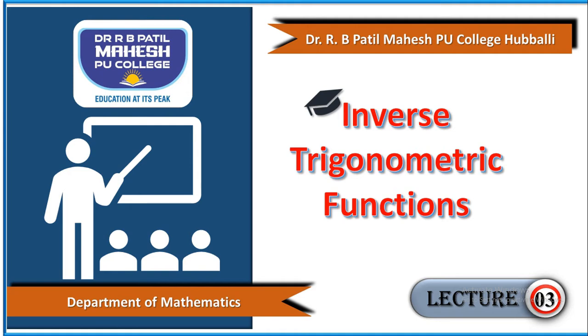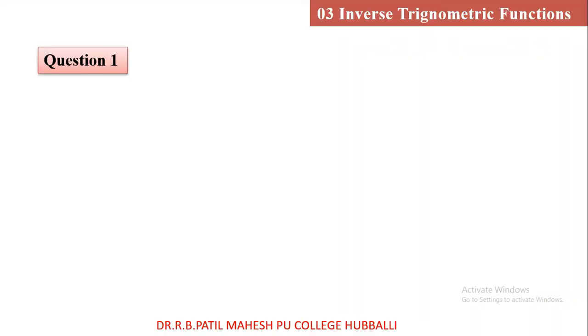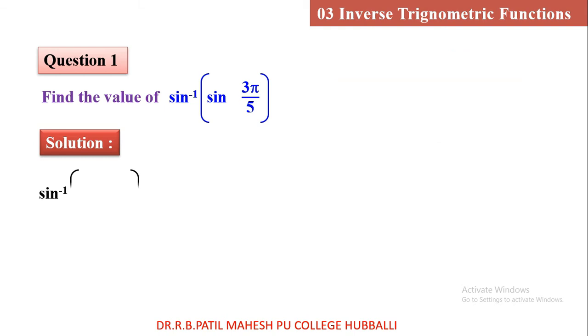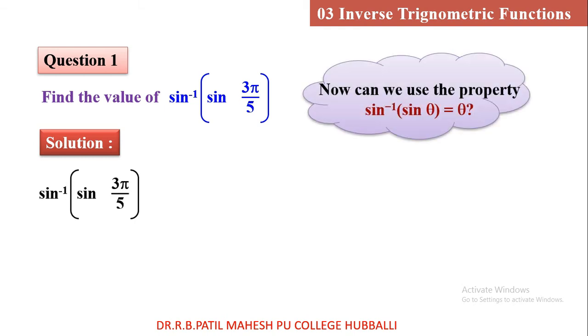Dear students, in the last two videos I have discussed the introduction part and some basic results of inverse trigonometric function. In this video, let us solve some problems on the results. Question number 1. Find the value of the expression sine inverse of sine 3 pi by 5. This is an expression, find its value. Let us consider the given expression sine inverse of sine 3 pi by 5.